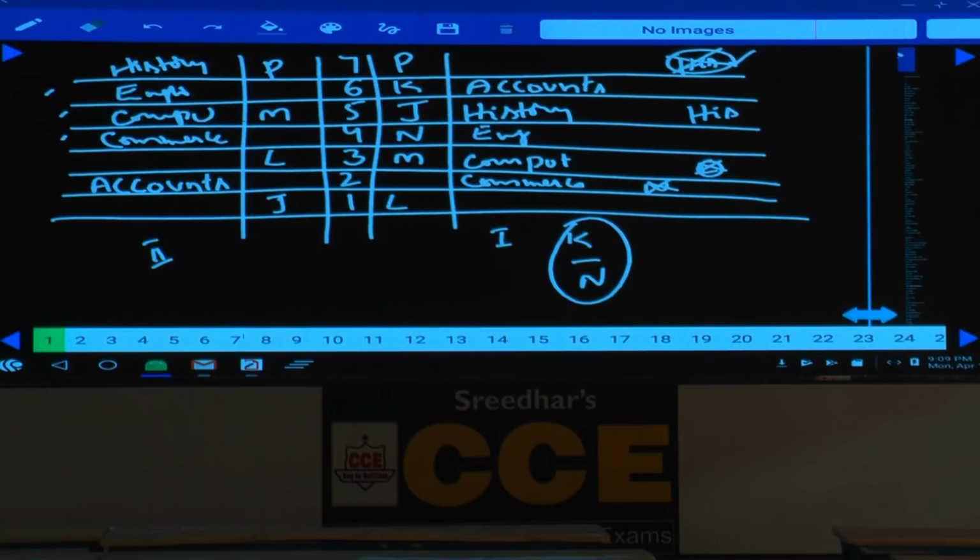Now in the second case, we need to check out K and N. Now this N is not commerce. As N is not commerce and 6 and 4 are ruled out, hence K on the fourth floor, N will be here. Are you following this one or not?